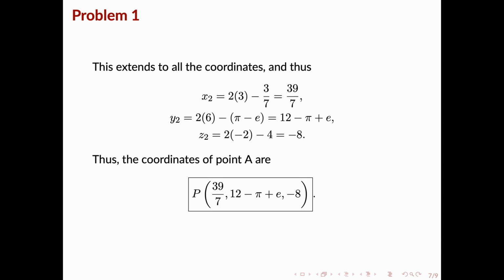Thus, the coordinates of point A are P of (39 over 7, 12 minus pi plus e, and negative 8). So, this is the solution for problem 1.